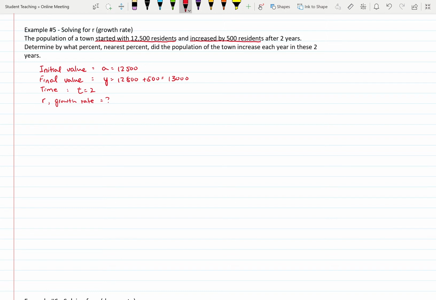So we need to set up an exponential growth function: y equals a times (1 plus r) raised to the t power. Substituting the values, we get 13,000 equals 12,500 times (1 plus r). We leave the r as it is because we don't know what r is. t is equal to 2. Okay? Now, we need to solve for r, meaning that we need to isolate r.